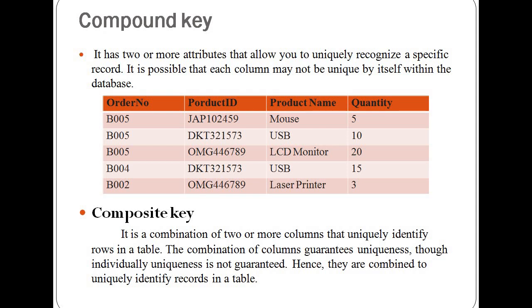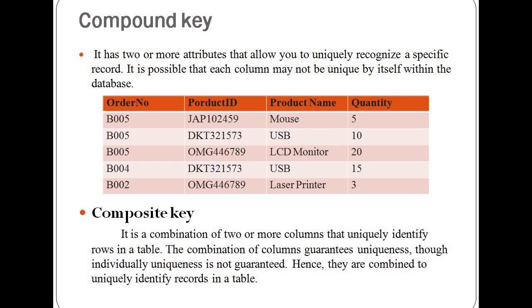Next, coming to the compound key. It has two or more attributes that allow you to uniquely recognize a specific record. It is possible that each column may not be unique by itself within the database. However, when it is combined with the other column or columns, the combination of composite keys becomes unique.